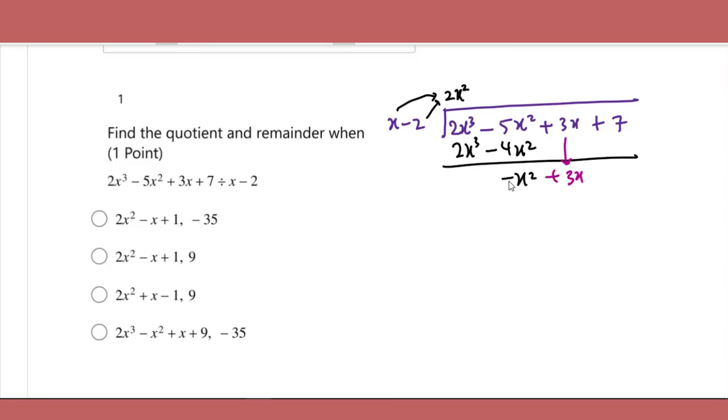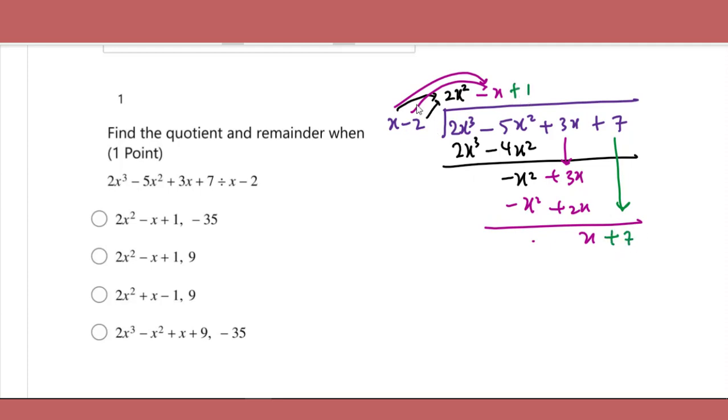Next step, you want negative x squared. Multiply x by negative x, so negative x squared minus negative x squared plus 2x, so 0. 3x minus 2x, x. Next step, bring this 7 down here, plus 7, and x times 1 equal to x. Negative 2 times 1, negative 2. Then x minus x, 0. 7 minus negative 2 is 9.